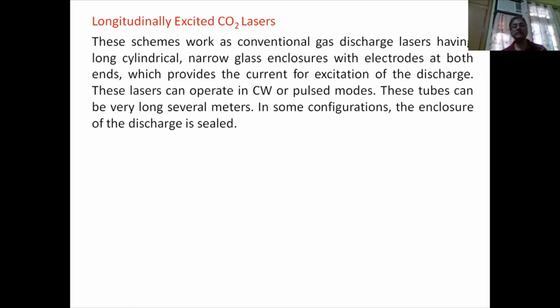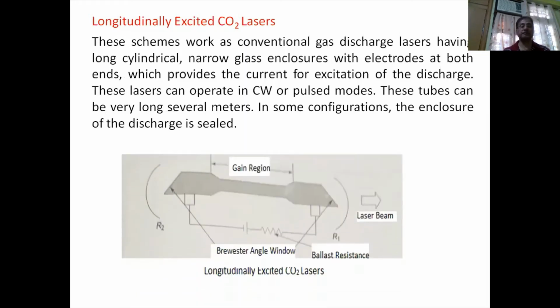In some configurations, the enclosure of the discharge is sealed. Now, this is the structure of a longitudinally excited CO2 laser. You can see that these are the two Brewster windows here and here, and here is the gain region, that is, where the gas mixture is. The laser beam comes out from here, and you can see that this is excited longitudinally.